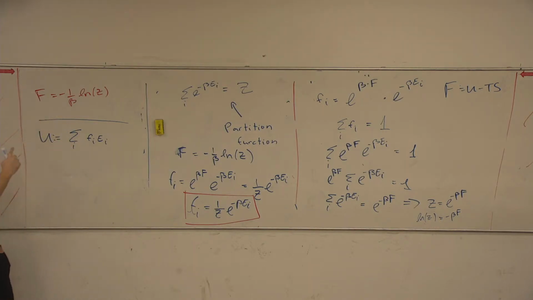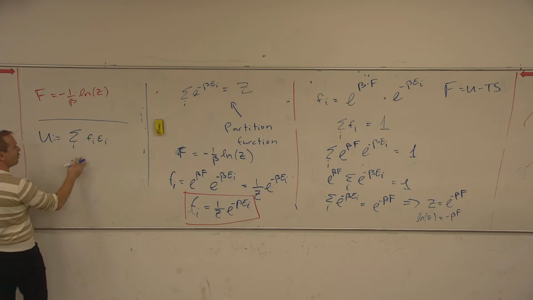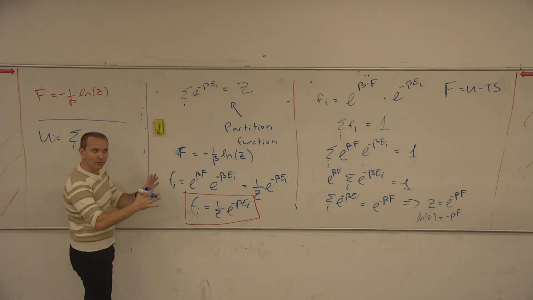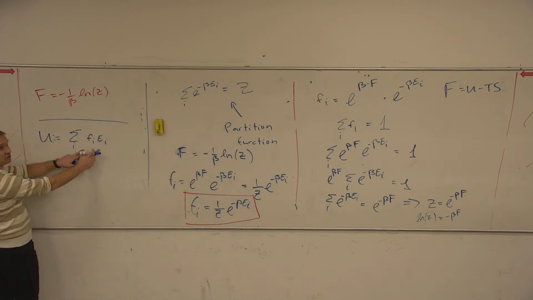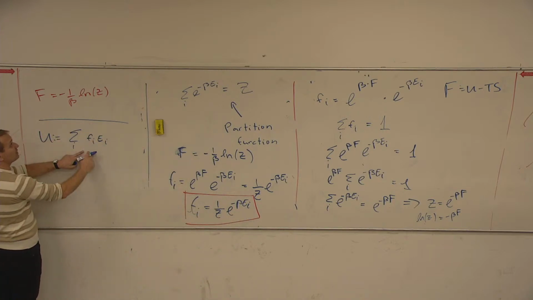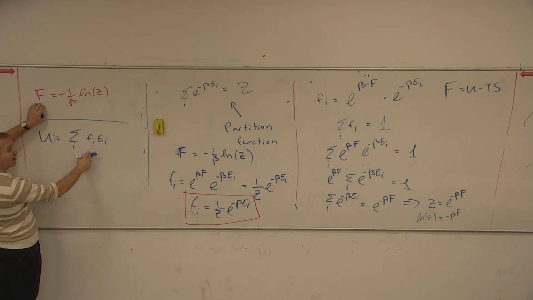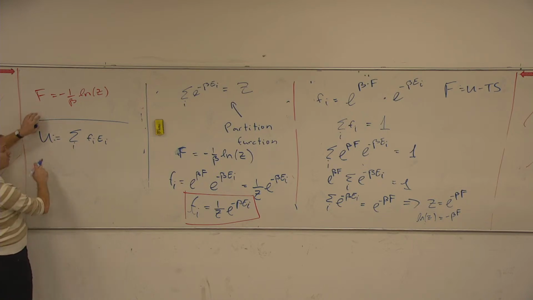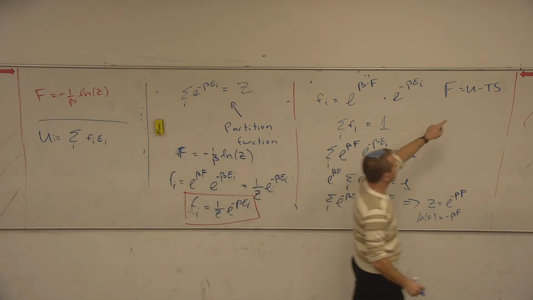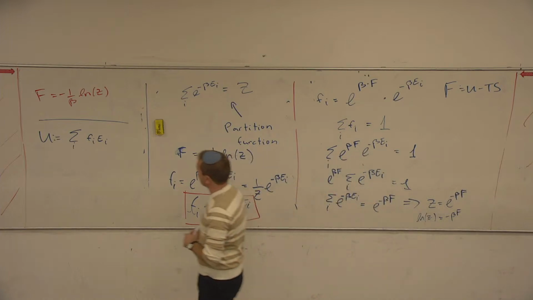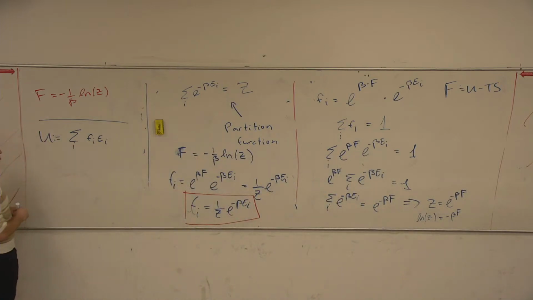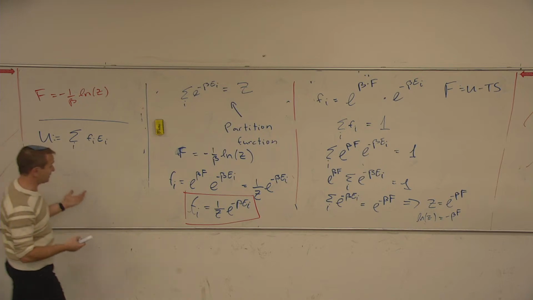So if everything that I've done is correct, I can now forget about U, use only this formula, compute the average energy, relate it to the free energy somehow, and obtain U. Because I know that U is related to the free energy by this formula. Free energy is U minus TS. So let's check if it actually works.